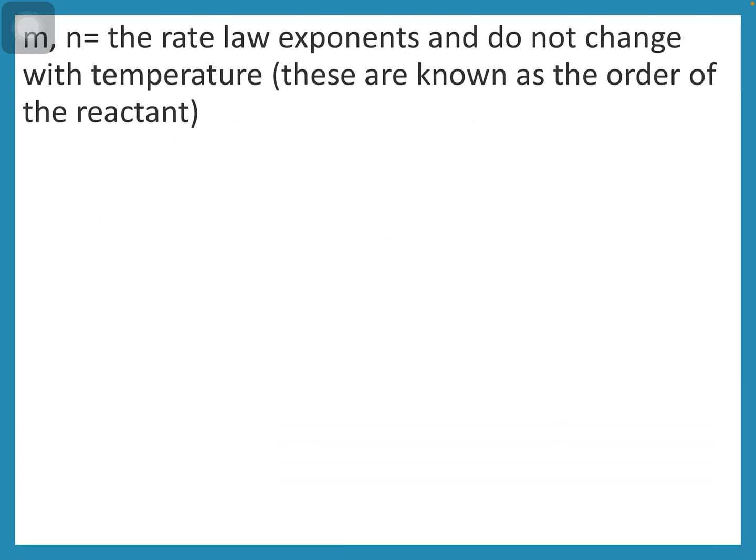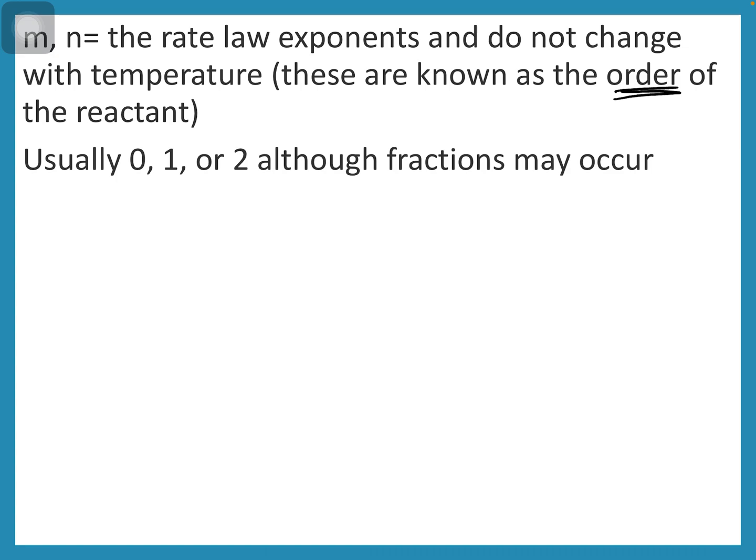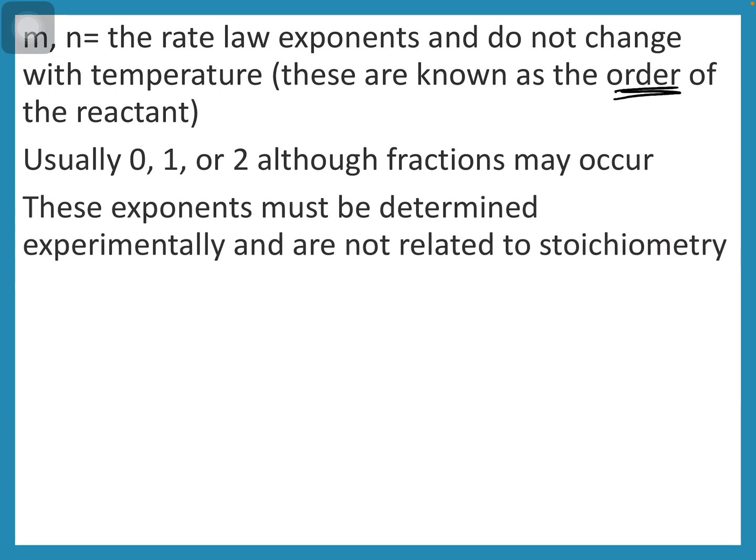So m and n are the rate law exponents. Those do not change with temperature. So the rate constant will change, but the exponents do not. And those are referred to as the order of a reactant. And then we'll also have the overall order of a reaction. So generally we see 0, 1, or 2, but we can have other numbers as well, including fractions.